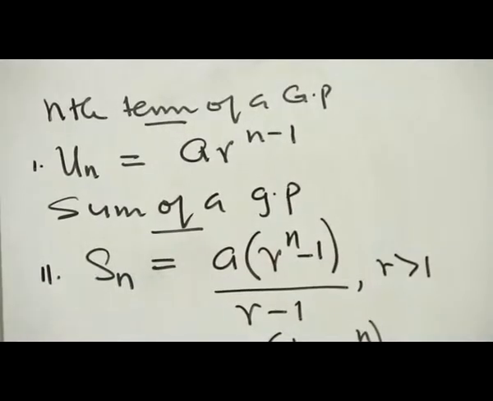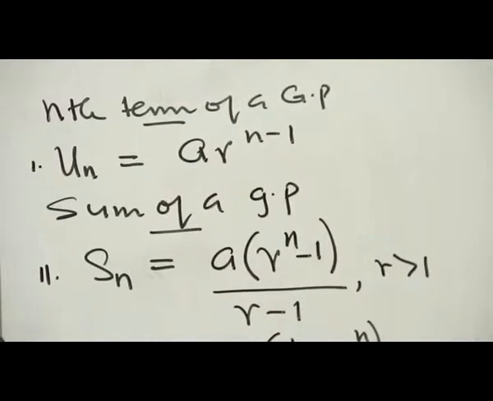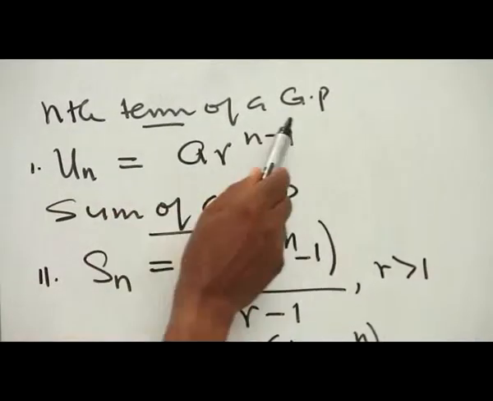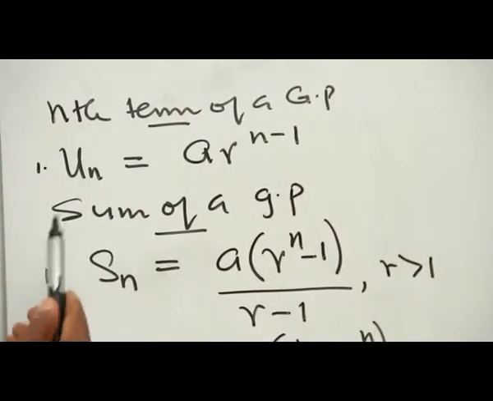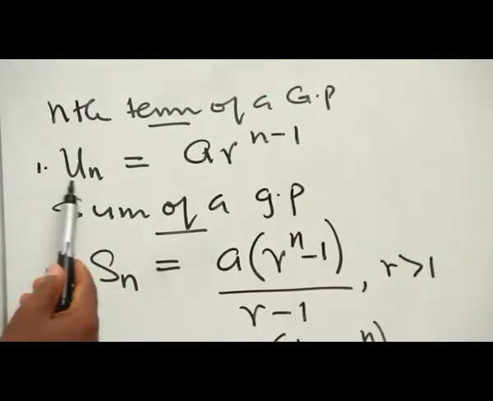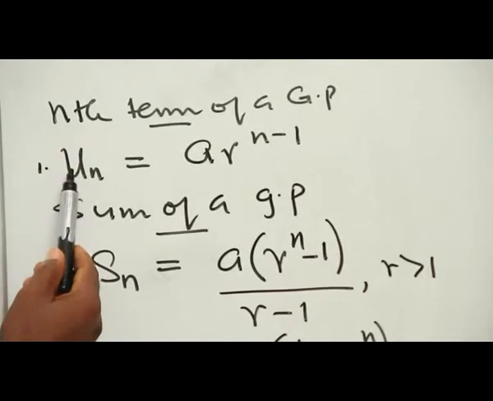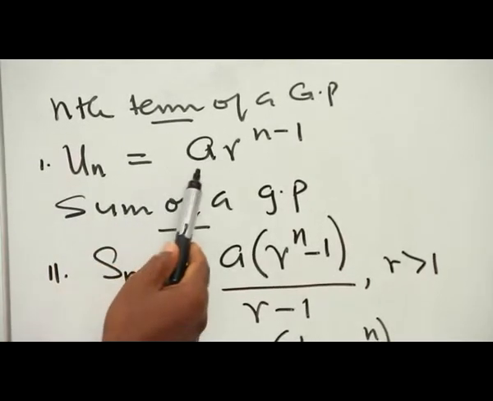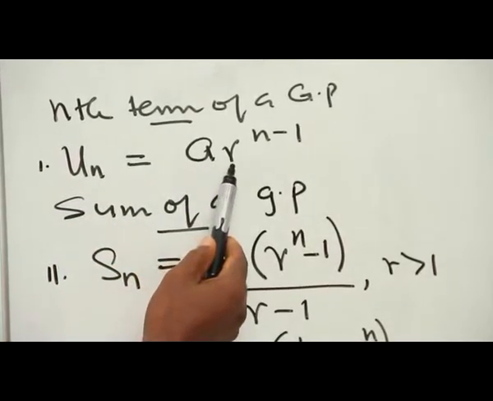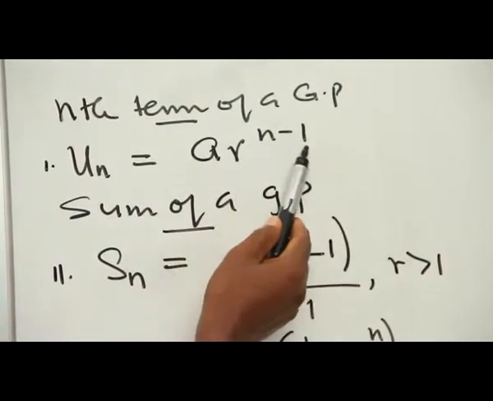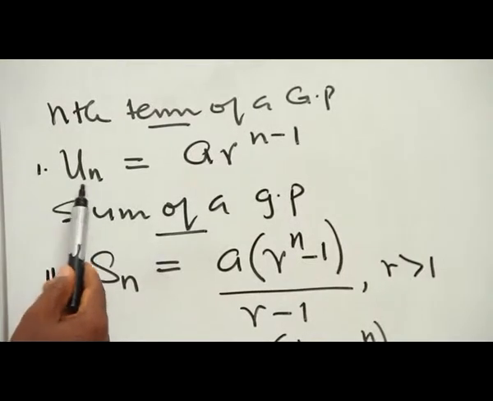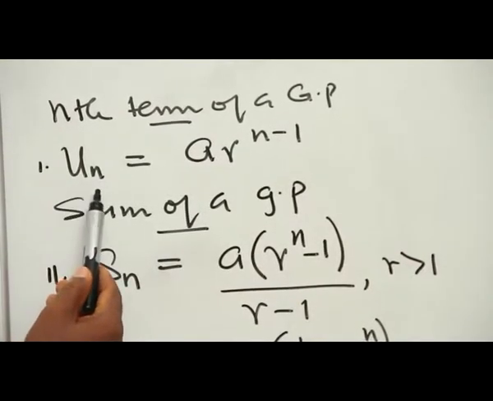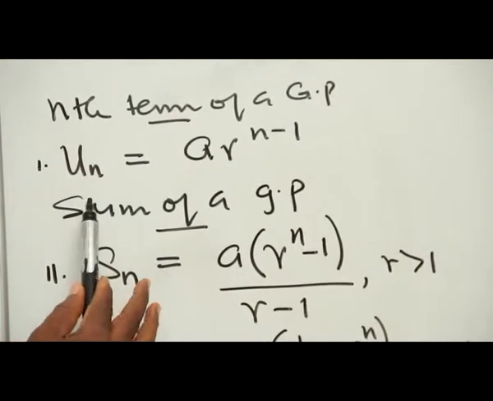We are going to be looking at 1. The nth term of a geometric progression. How do we find the nth term of a geometric progression? We use the formula Un equal to a times r raised to power n minus 1. I am using U here to differentiate it from Tn, which we use for arithmetic progression. It does not really matter, but just for nomenclature.